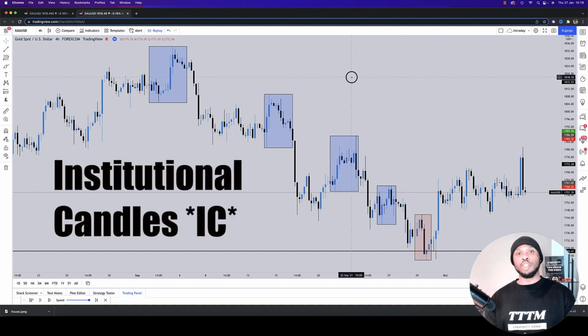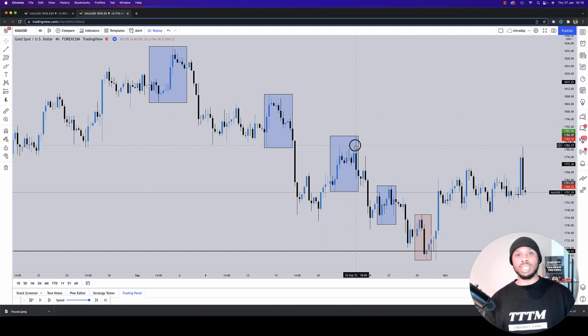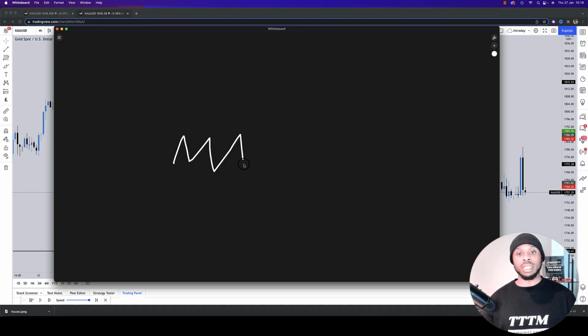Another thing that could aid you in identifying in which direction the market is going is looking at the institutional candles. And just to break down what an institutional candle is, I'm going to bring up my trusty whiteboard just to explain that to you right now. So normally price will be going sideways, and then it might just expand higher like that and then drop lower to retrace again and then to go lower.